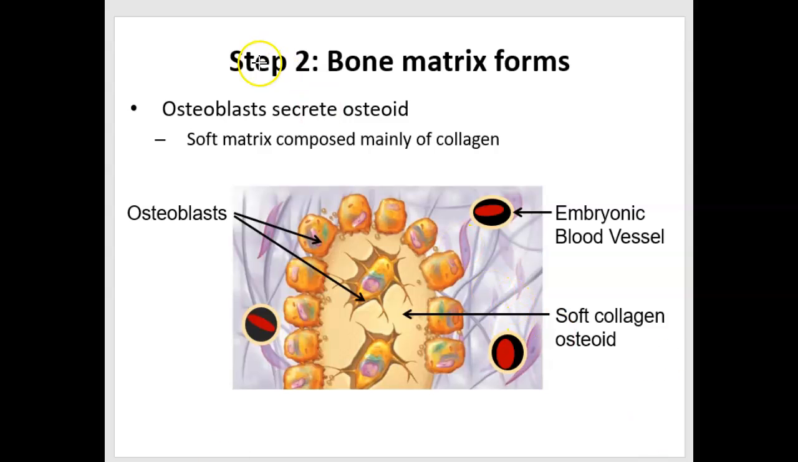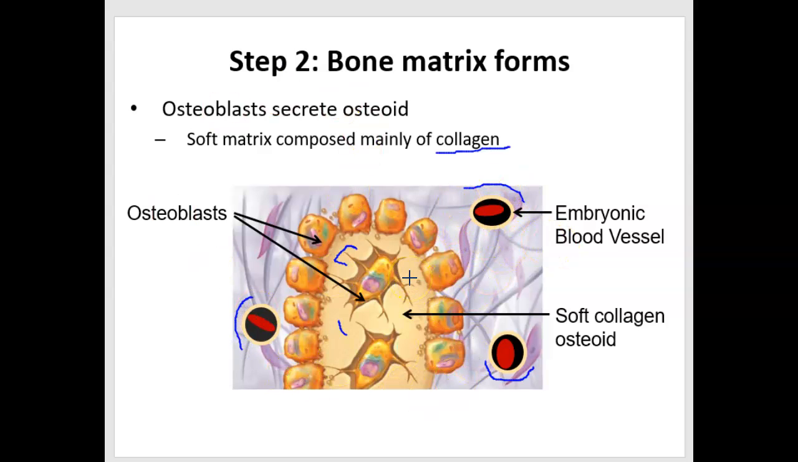So in step 2, these osteoblasts release or secrete osteoid. It's mainly collagen. Okay, it's thick, maybe viscous, but it's not hard. And it's shown here as kind of this yellow material. Now, surrounding this mesenchymal membrane as well as the ossification center, there are some embryonic blood vessels forming, okay, that I tried to draw. There's red blood cells inside there.